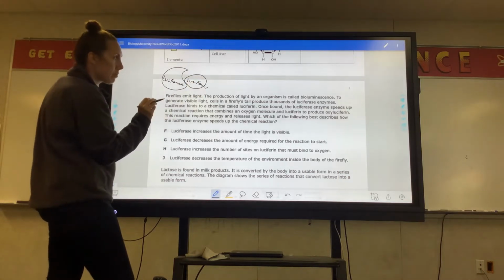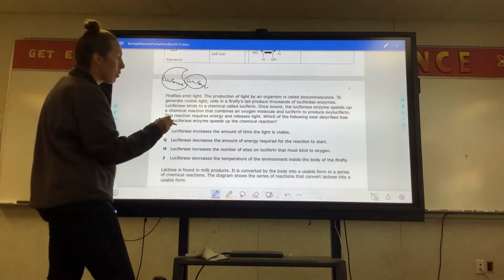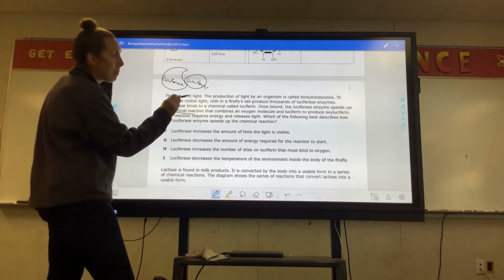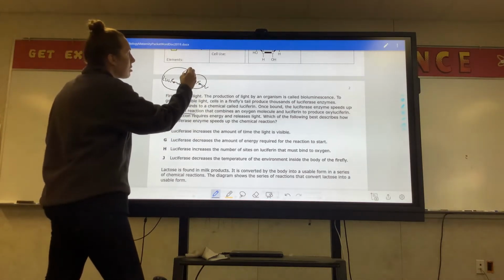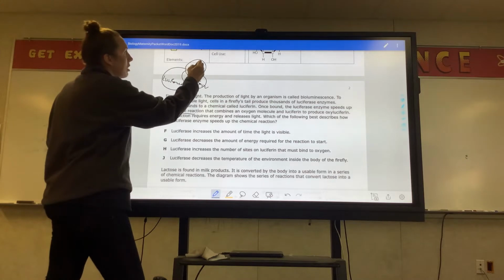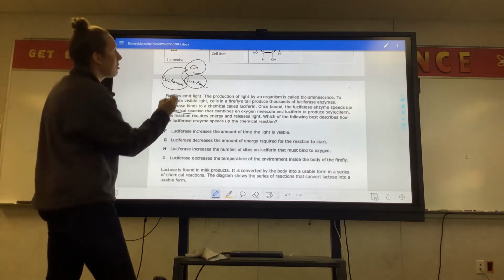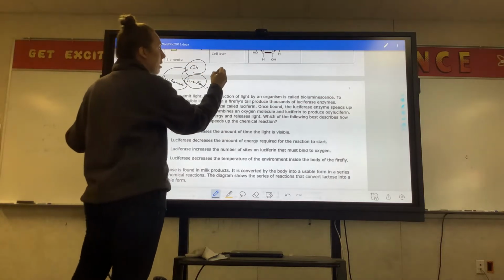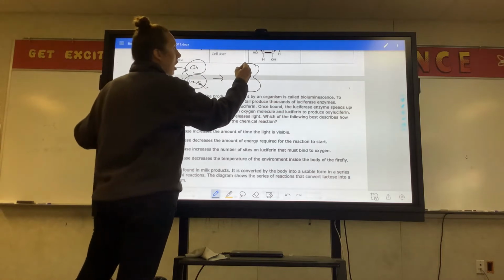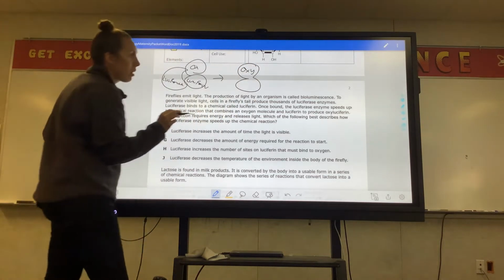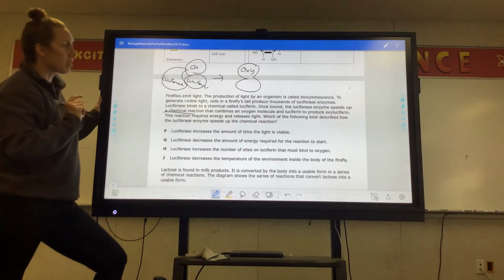Once bound, the luciferase enzyme speeds up a chemical reaction that combines an oxygen molecule and a luciferin to produce oxyluciferin. So it binds them together, and this molecule is called oxyluciferin, okay? This reaction requires energy and releases light.